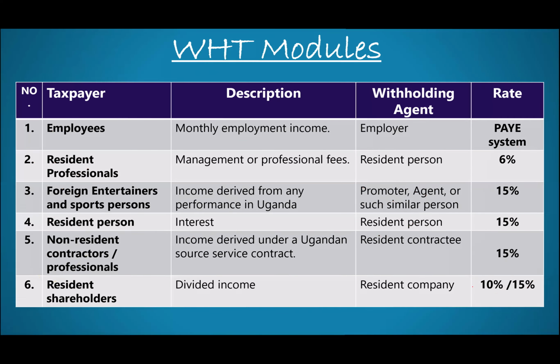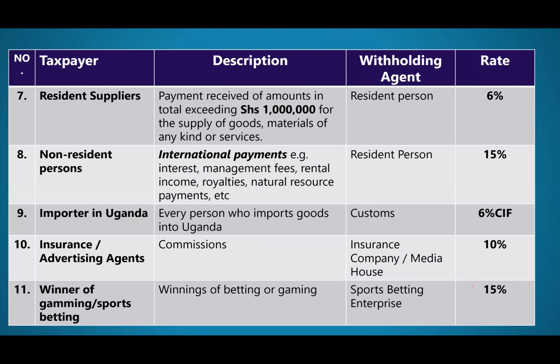Then we have resident suppliers. These are guys who are supplying stationery, computers, furniture, cleaning materials, name it all. For payment received in excess of 1 million, you must deduct 6%. I think that one you already knew.